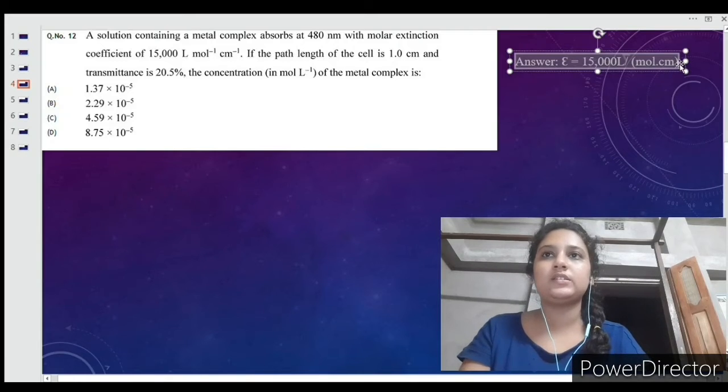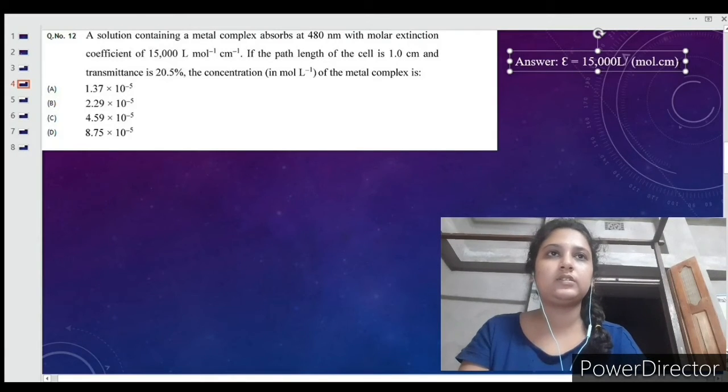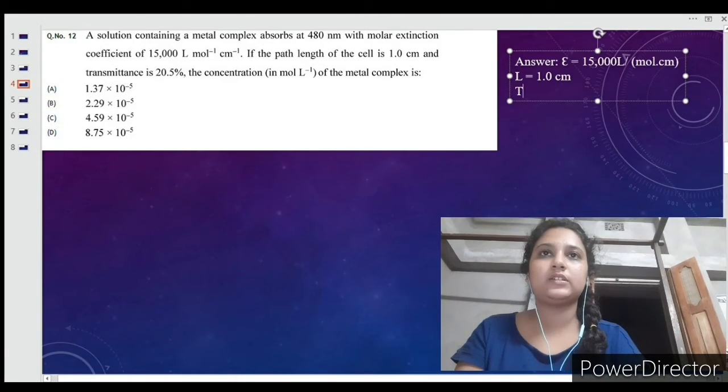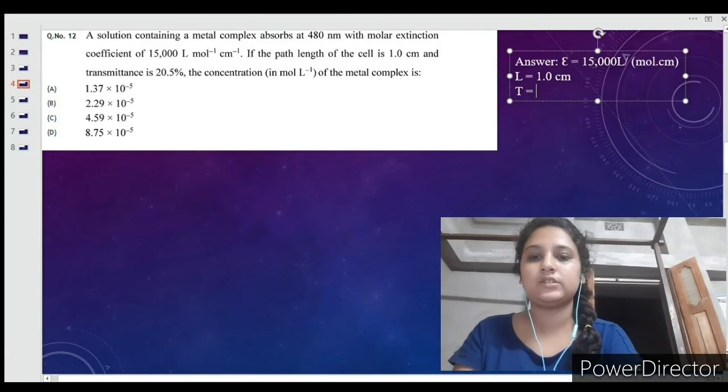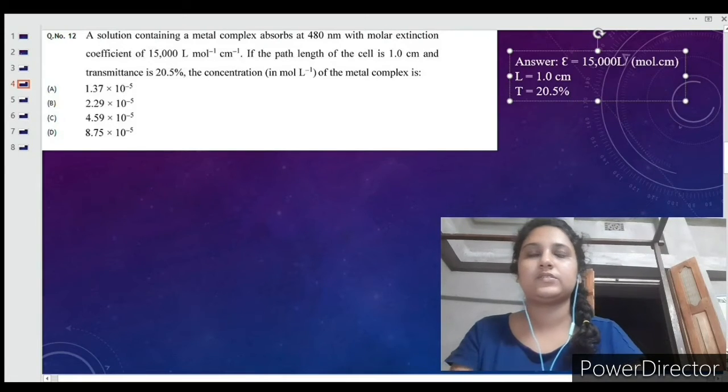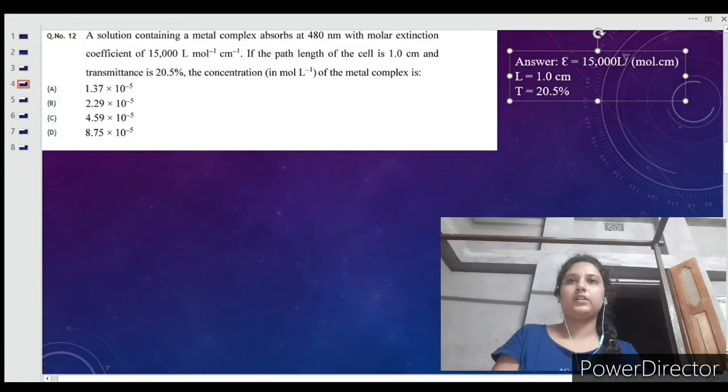Now the second given value is the path length of the cell. What is the path length of the cell? That is L. L is equal to 1.0 centimeter. Then what is the value of transmittance? Transmittance is equal to 20.5%. Now these values are given.